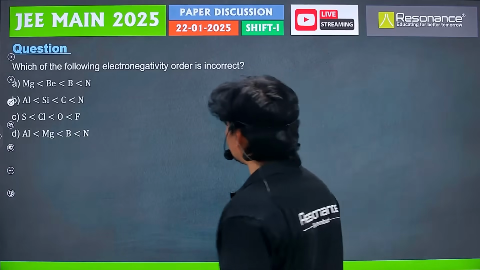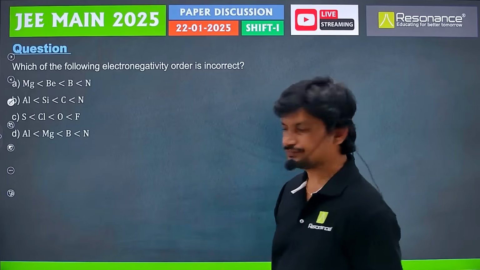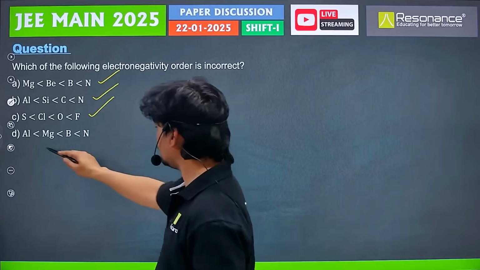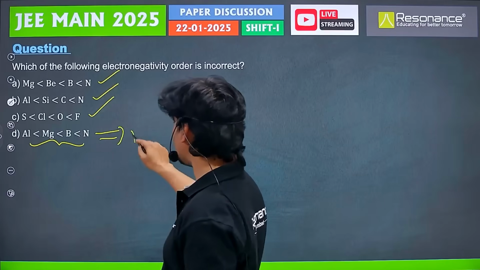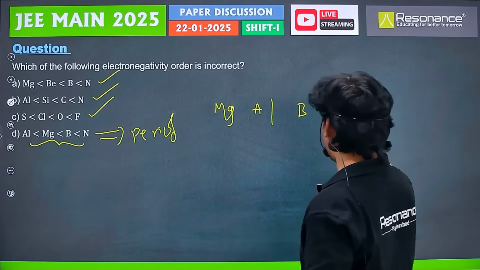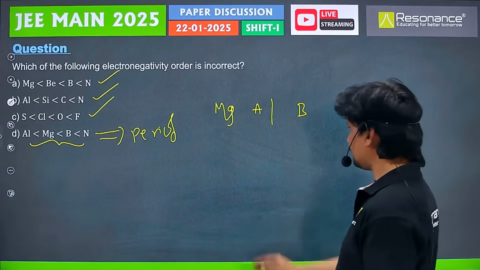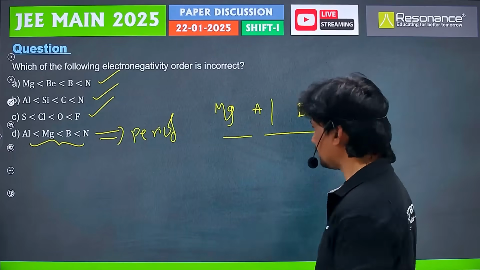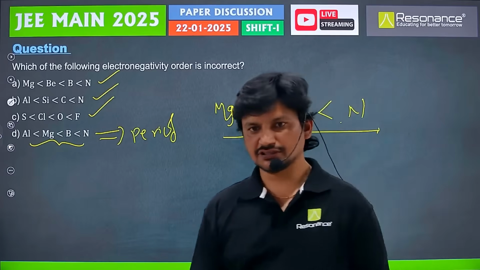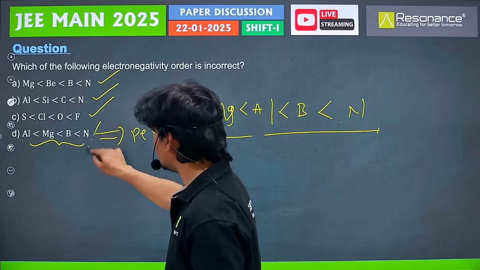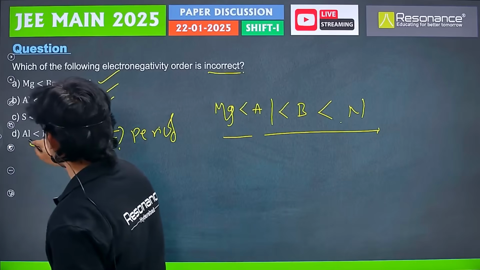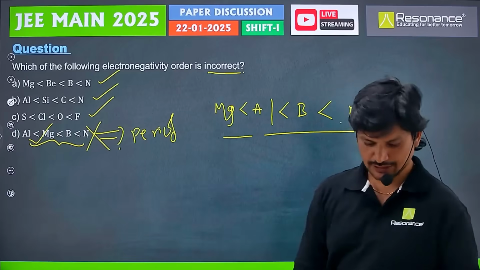Next question. Which of the following EN orders is incorrect? The first one is right, the second one is also right, and the third one is also right. If you observe the fourth one, these are all present in the same period: magnesium, aluminum, boron and nitrogen. In a period from left to right, EN increases. So the correct order is magnesium less than aluminum less than boron less than nitrogen. The given order is wrong, so option D is the incorrect one.